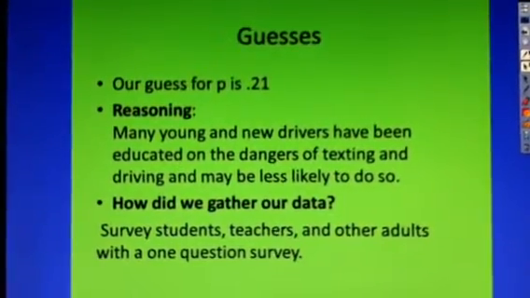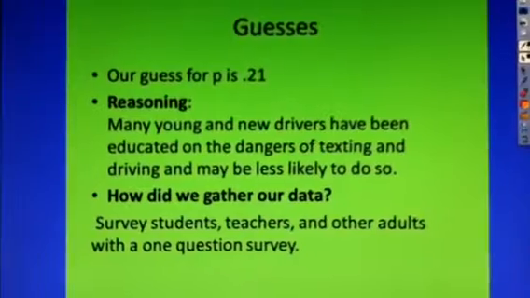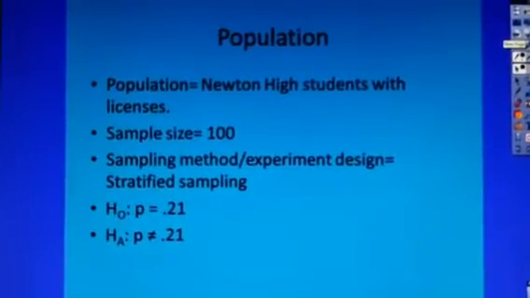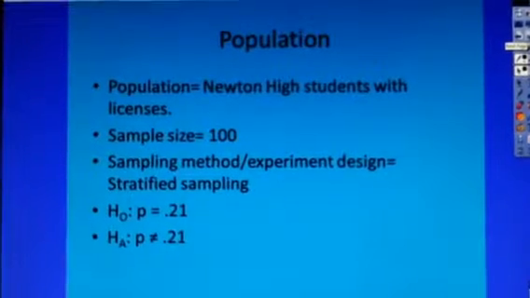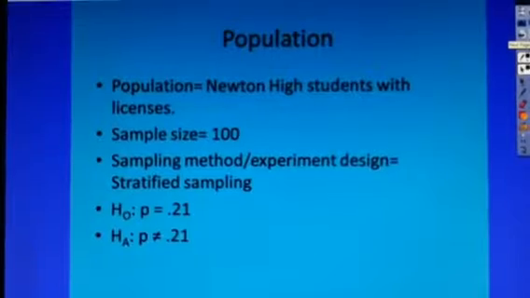We gathered our data by surveying students, teachers, and other adults with a one-question survey. The population was Newton High School students with licenses, the sample size was 100, and our sampling method was stratified sampling.